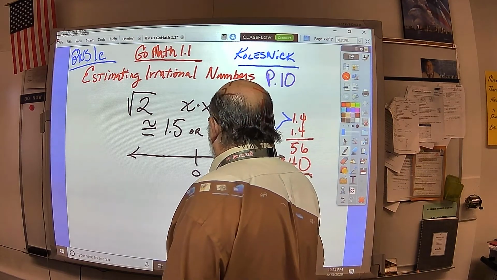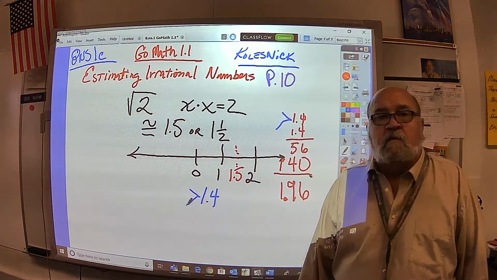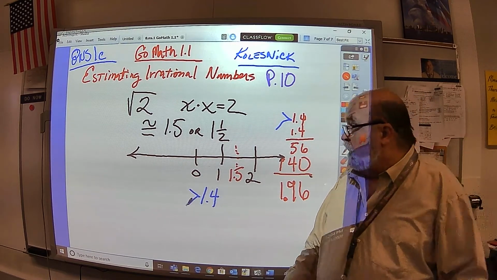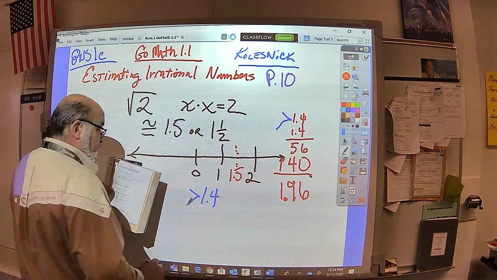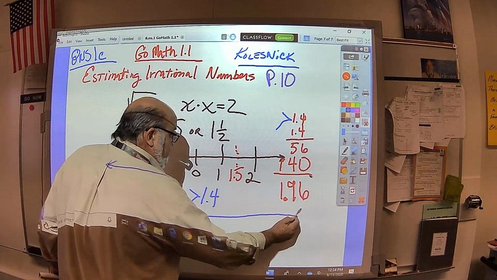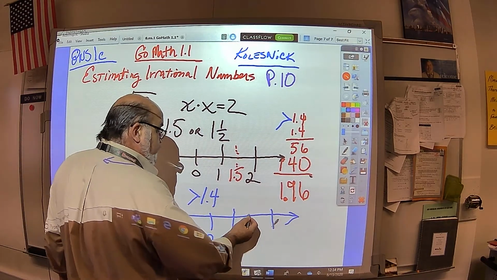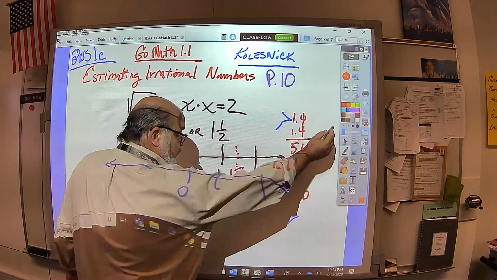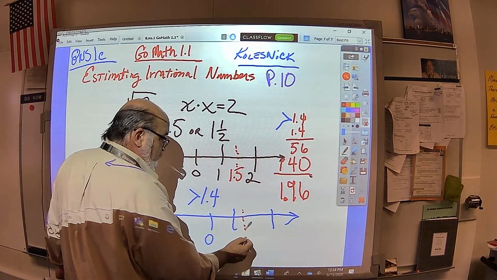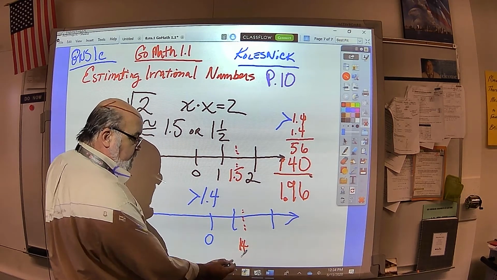So what's greater than 1.4? And on the number line, which is given to you right here in the book, here's our 0, here's our 1, here's our 1.2. Don't we now know that .4 is going to be about there?